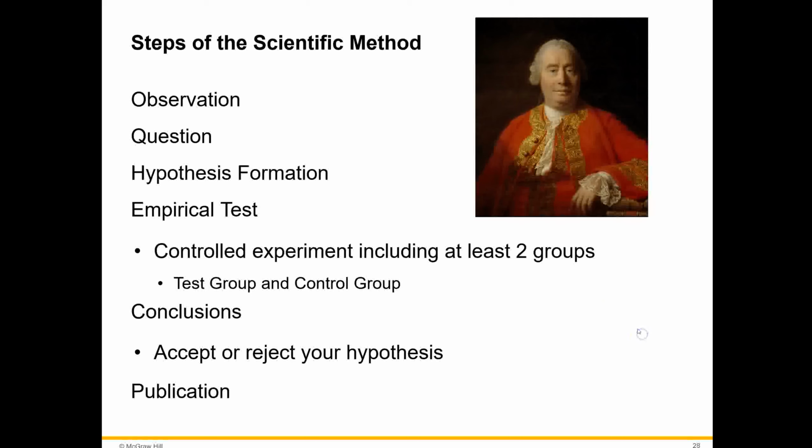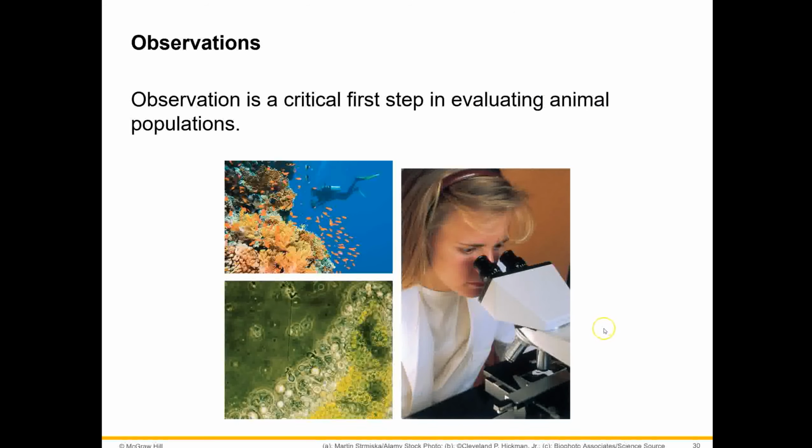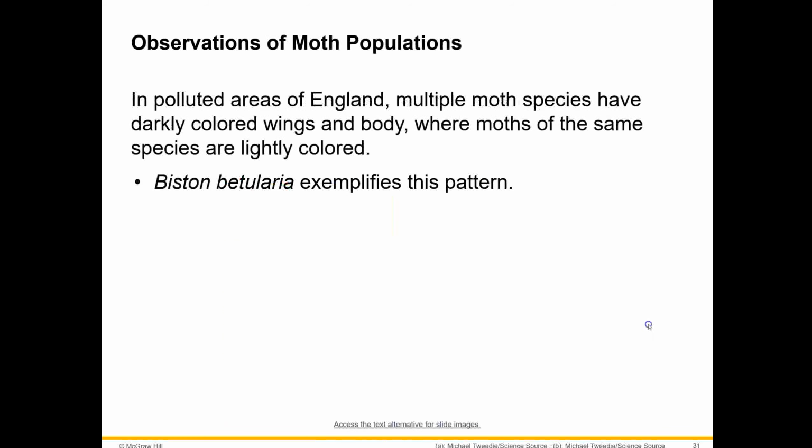The publication often leads us back to earlier parts of the scientific method. So if it was wrong, maybe you formulate another hypothesis, or maybe you can generate more observations, more questions from the experiment itself. So observation is a critical step in evaluating animal populations.